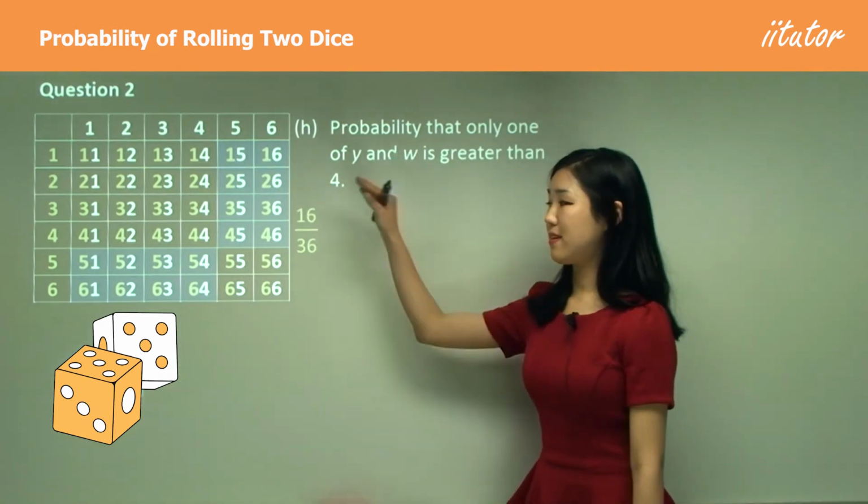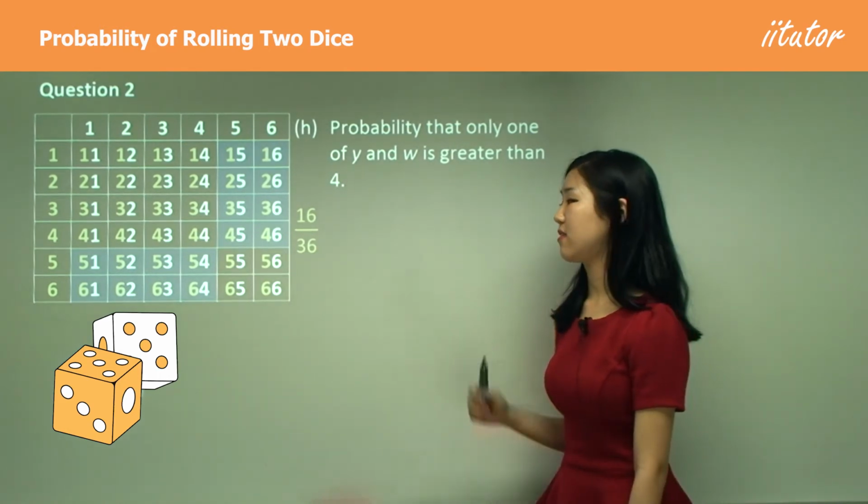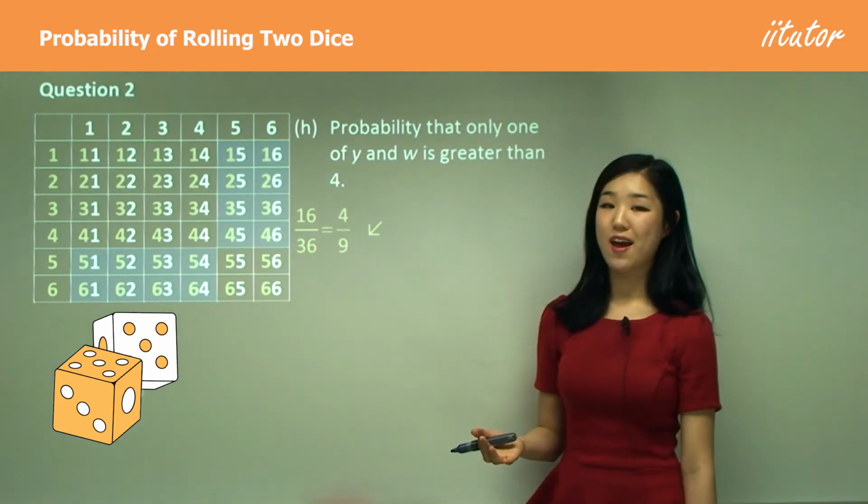So it's simply going to be 16. If you count them up, you get 16. So 16 out of 36, which is 4 on 9.